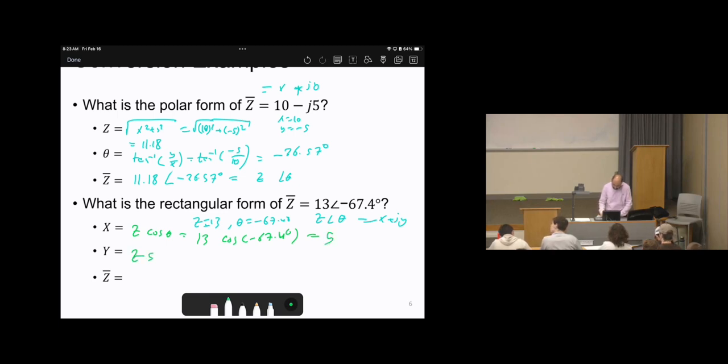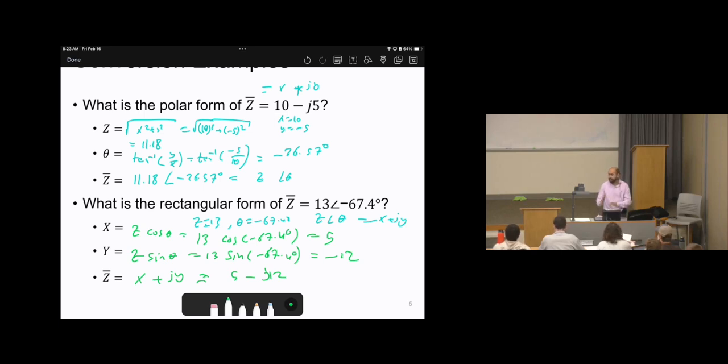Then y will be z sine theta, which is 13 sine negative 67.4 degrees. So it will be negative 12. Keep in mind, cosine is an even function, so the cosine of a negative angle will be positive, while sine is an odd function, so the sine of a negative angle will be a negative number. So z bar will be x plus jy, which is 5 minus j12. And that's it. Okay, does this make sense?